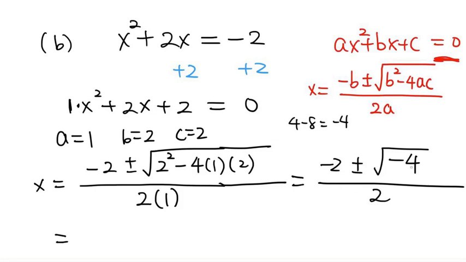Okay, we can simplify this number more. Negative 2 plus or minus, now the square root of the negative sign becomes i, and the square root of 4 is 2. So we have 2 times i. If you divide by 2, you have to divide each term by 2. So negative 2 over 2 is negative 1. Then plus or minus 2i over 2, the 2 cancels out, and we have i. So two solutions, negative 1 plus i and negative 1 minus i.